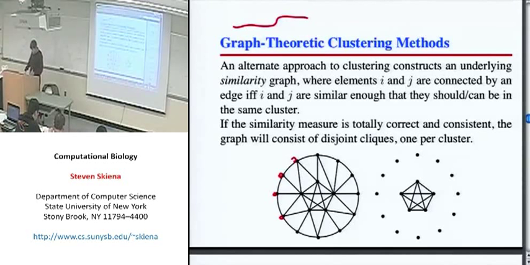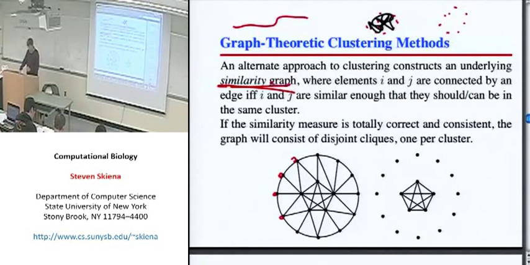You could now imagine building what I would call a similarity graph, where the vertices are your elements, your genes, your people. There is an edge between any pair of people with the property that they are similar enough that they belong in the same cluster. If you build this graph, what you dream to have happen is to have it naturally break down. If there were two natural clusters, every pair in here would have an edge between them, because they were close enough to be in the same cluster.